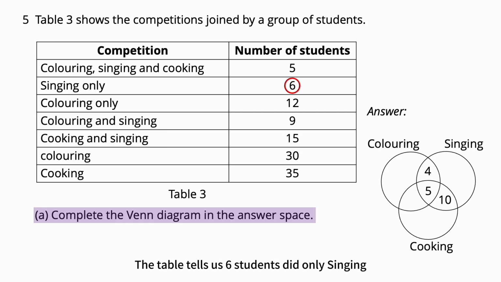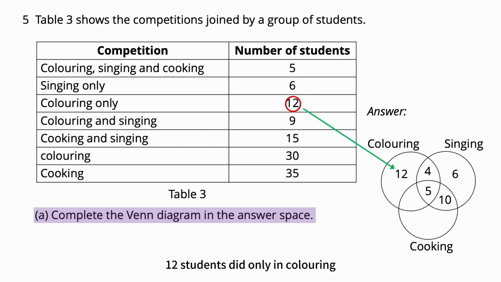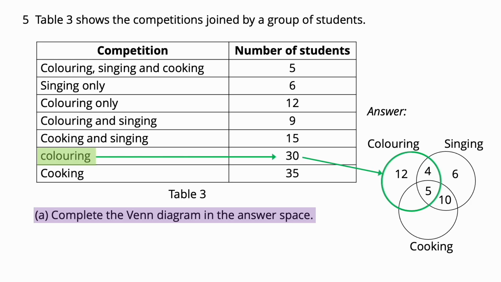The table tells us 6 students did only singing. 12 students did only coloring. Use the total numbers for each competition to find what's missing. The total number of students in coloring is 30. Therefore, the number of students who joined coloring and cooking, but not singing, is 30 minus 12 minus 4 minus 5 equals 9.